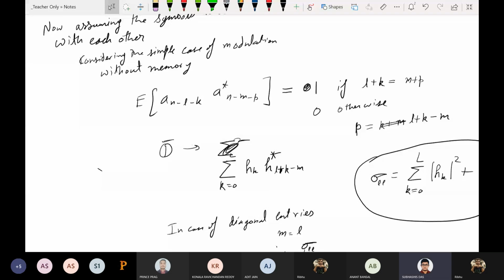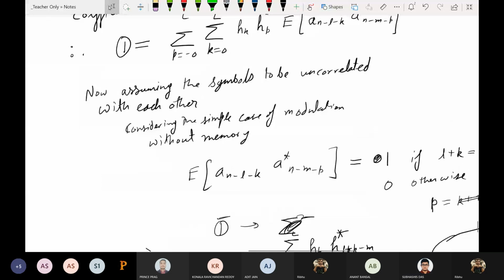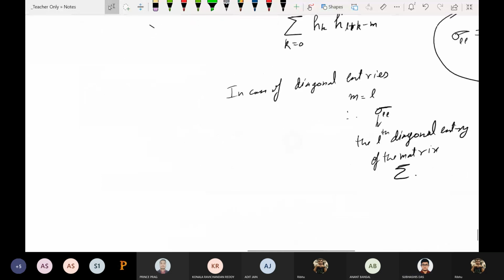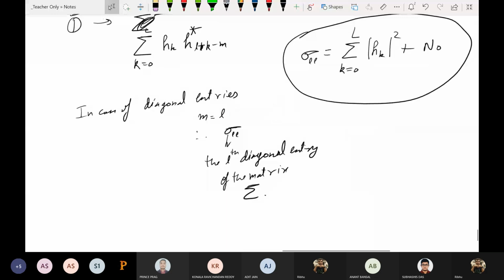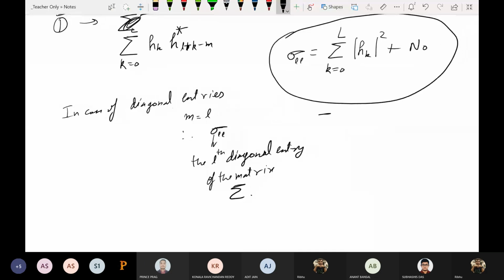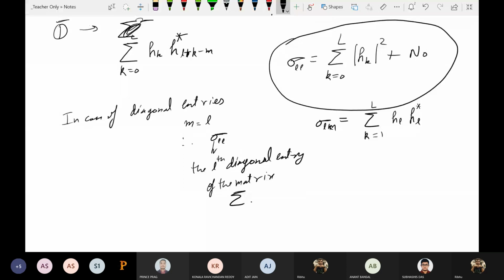And sigma LM equals summation K goes from 1 to capital L, HL, H conjugate (L plus K minus M). Fine.